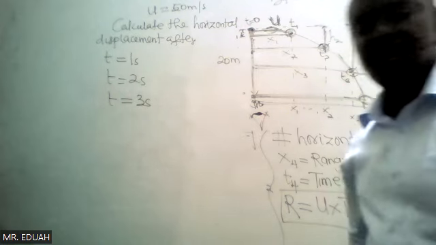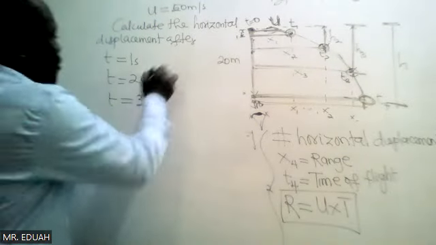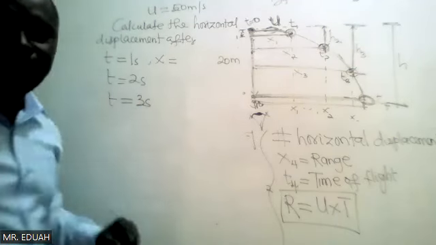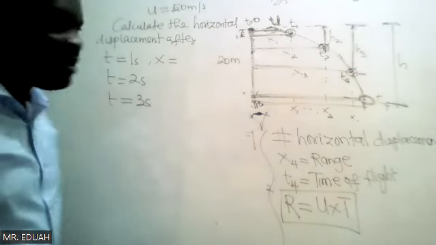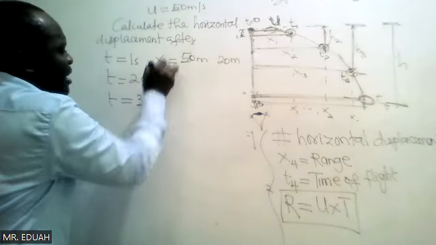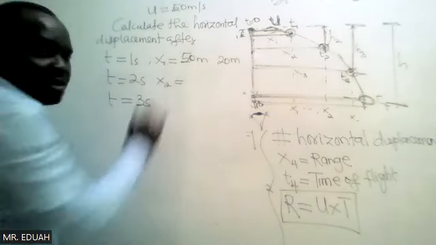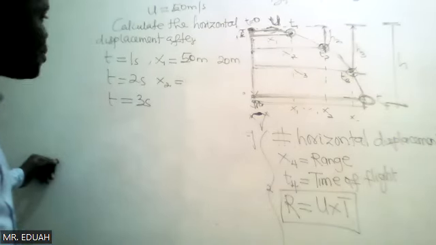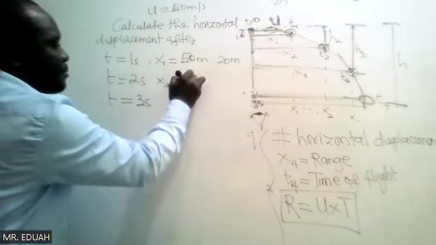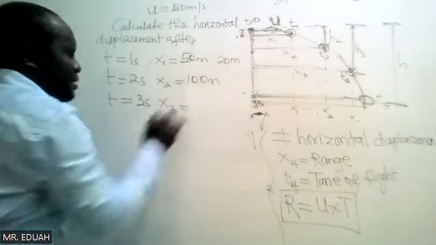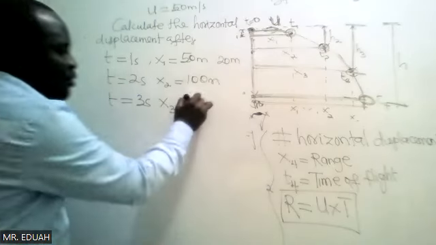So, what did you get for the horizontal displacement after 1 second? 50 meters. So x1 is 50, x2 is 100, x3 is 150.